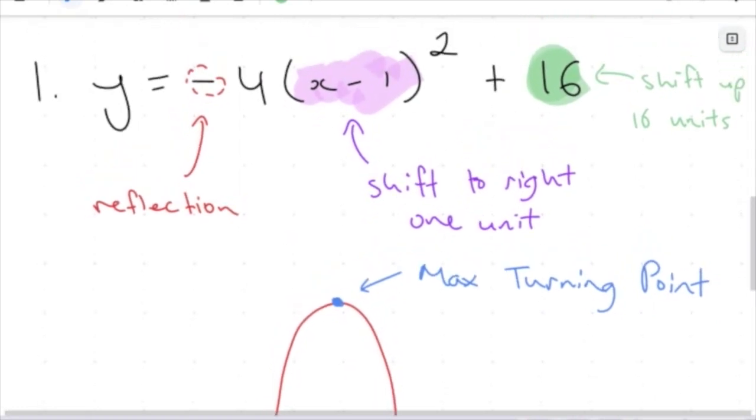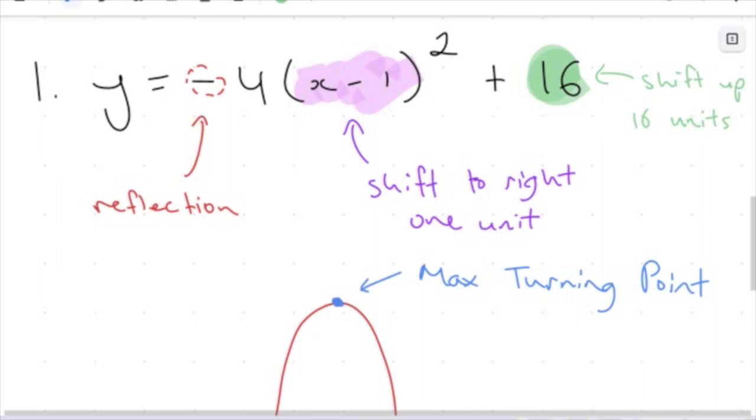What is going to tell us about the turning point? Which are the key bits here? Well, all of these are actually pretty important, because the reflection tells us whether this is a maximum turning point, because we need to determine that as well.